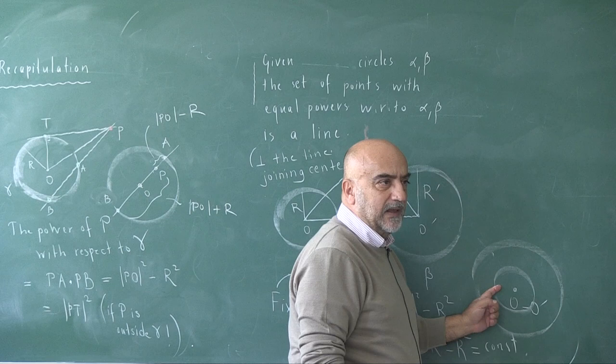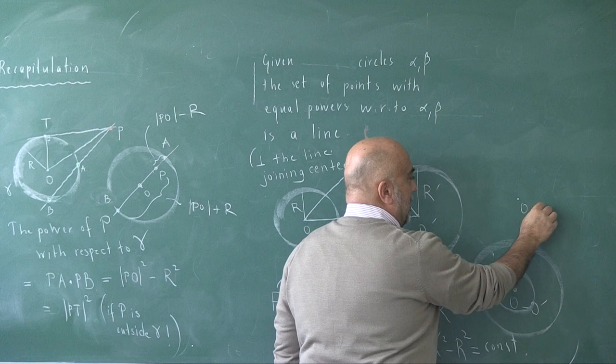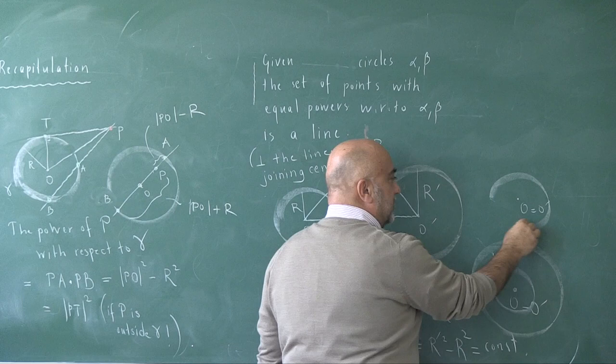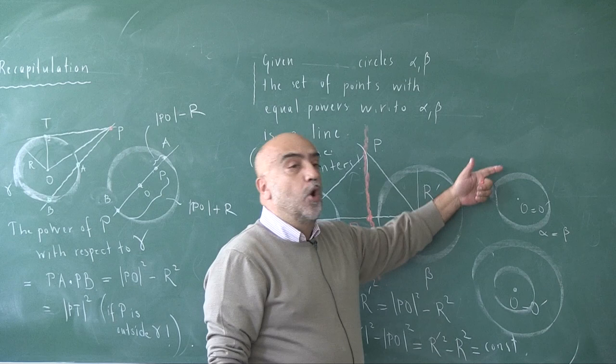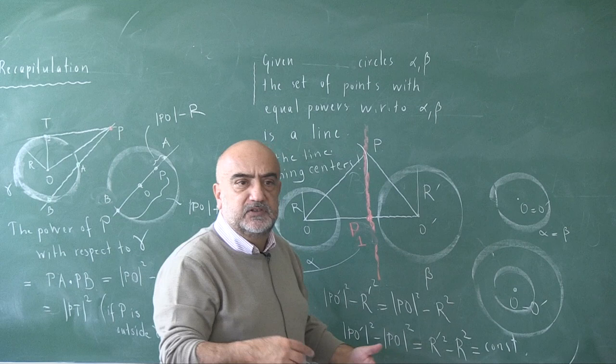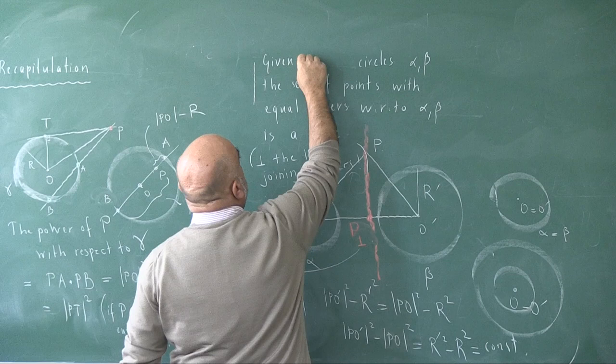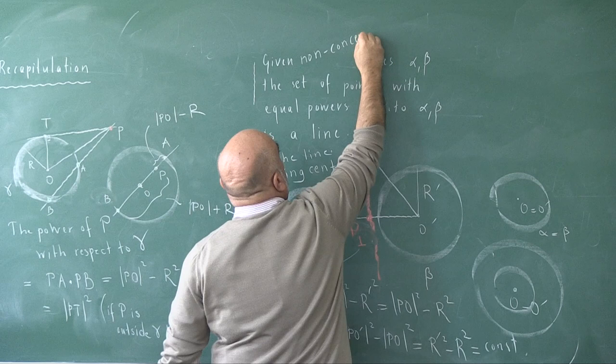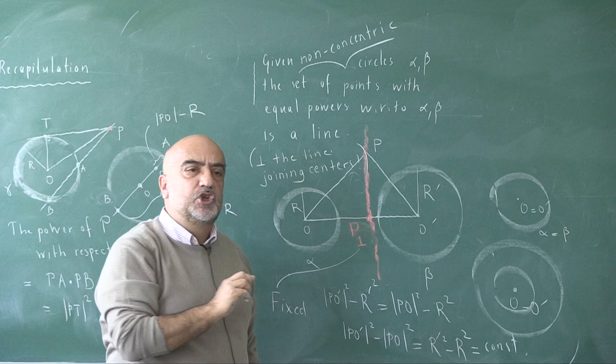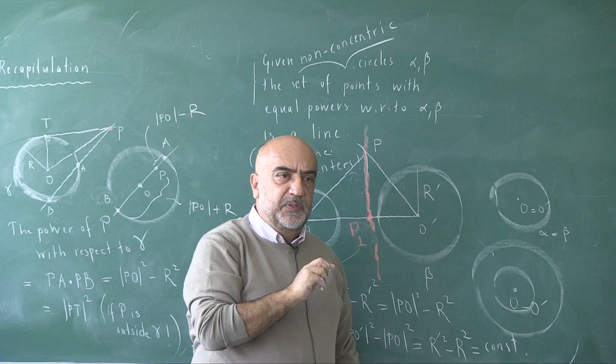So the set is empty. If you have the same point O prime, so two centers are coincident, and if the circles coincide too, so if this is alpha equals beta, then all points have the same power with respect to the circle. So that's another trivial situation. So to exclude those trivial situations, let's say given non-concentric two circles which do not have the same center, two circles whereof the centers do not coincide, have this property.